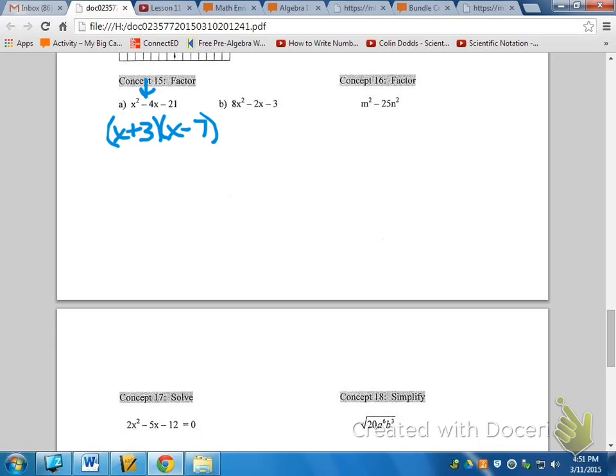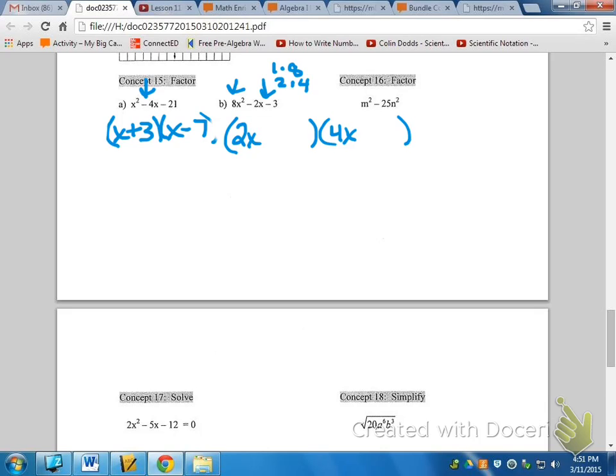But B is a little different. That 8x squared is going to cause some trouble because with that 8, I've got to consider 1 and 8 and 2 and 4. I would recommend when you're going to do these to use the numbers closest together. Doesn't mean they're always going to be right, but those would be the ones that I start with. So I'm going to say 2x and 4x.